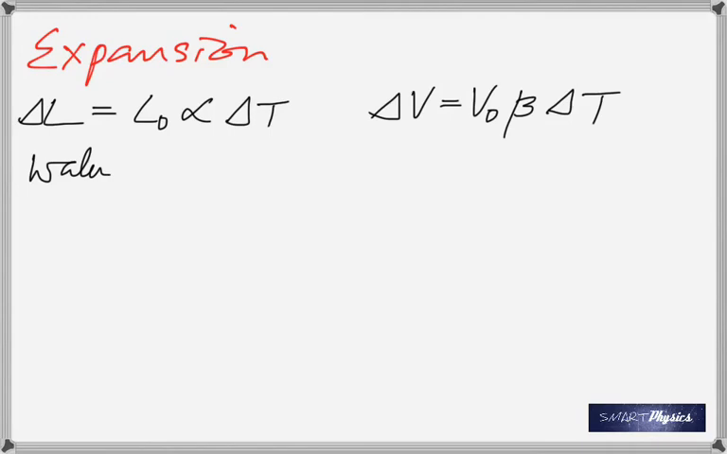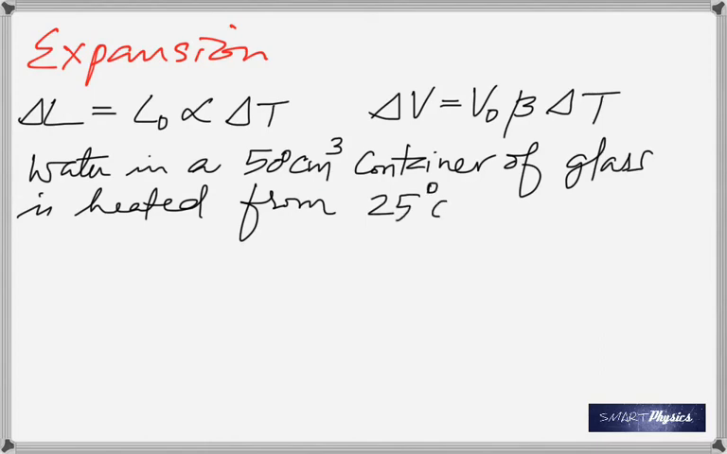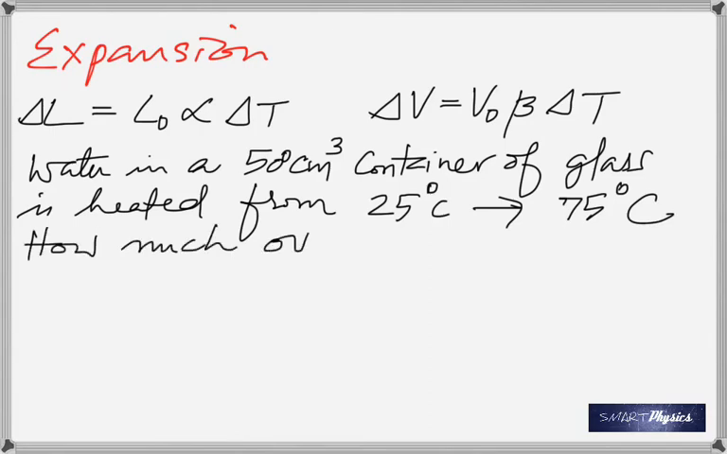So here is a question. I want to see how you do this. You have water in a container. Its volume is 500 centimeter cube, and the container is made of glass. Yes, it's 500, not 50. So water is filling a 500 centimeter cube volume container of glass, and both of them are heated from 25 to 75 degrees Celsius. Find how much of the water will overflow.